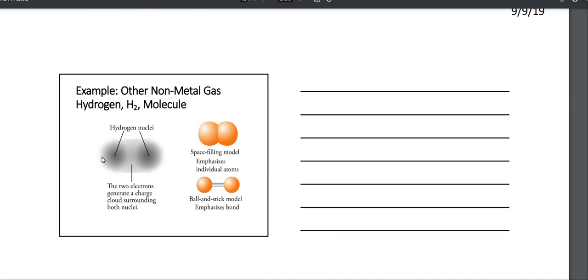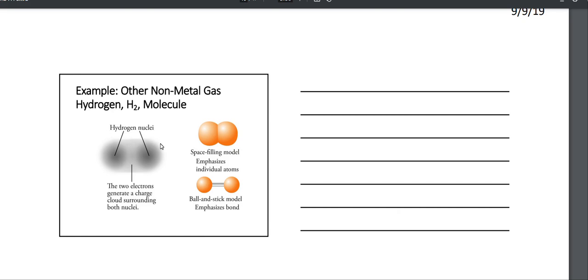Examples of other non-metal gases include hydrogen. Okay, so hydrogen exists as a diatomic molecule. And again, when we say di, that means it's a 2. So we have 2 hydrogen nuclei on the sides, you have the bond, and you have the electron shared in the center.